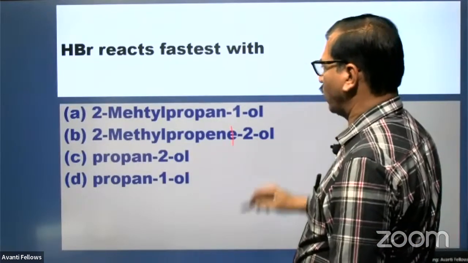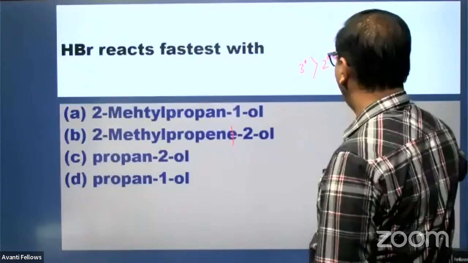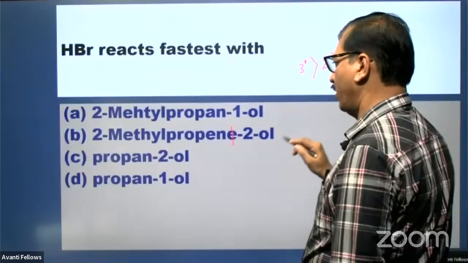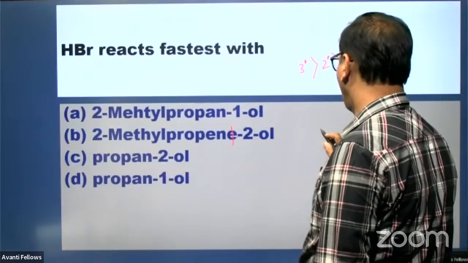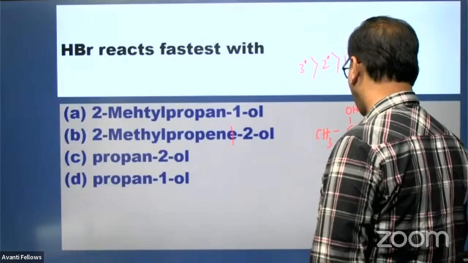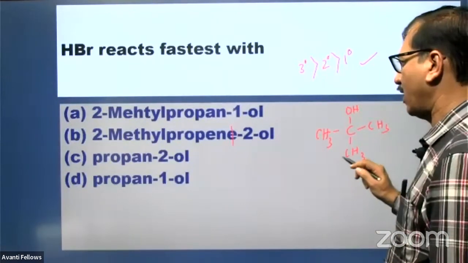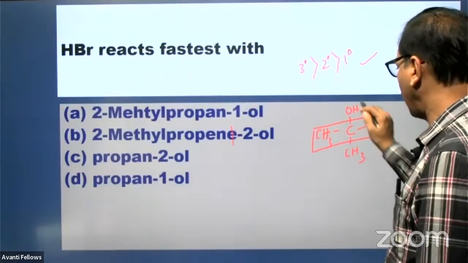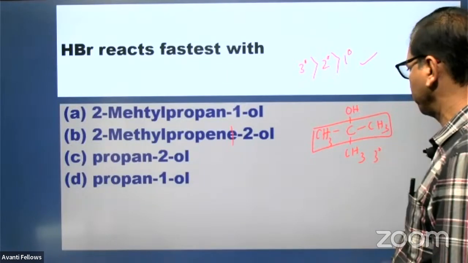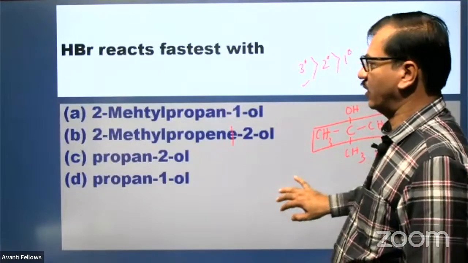Always, in the case of alcohols, tertiary alcohols are more reactive than secondary, which are more reactive than primary. This is the order of reactivity of alcohols with the alkyl halides, just as in SN1. So this is 2-methyl propan-2-ol: OH and a methyl group are both on the same carbon, along with CH3. This is a tertiary alcohol. Since a tertiary alcohol is more reactive, HBr reacts fastest with it.